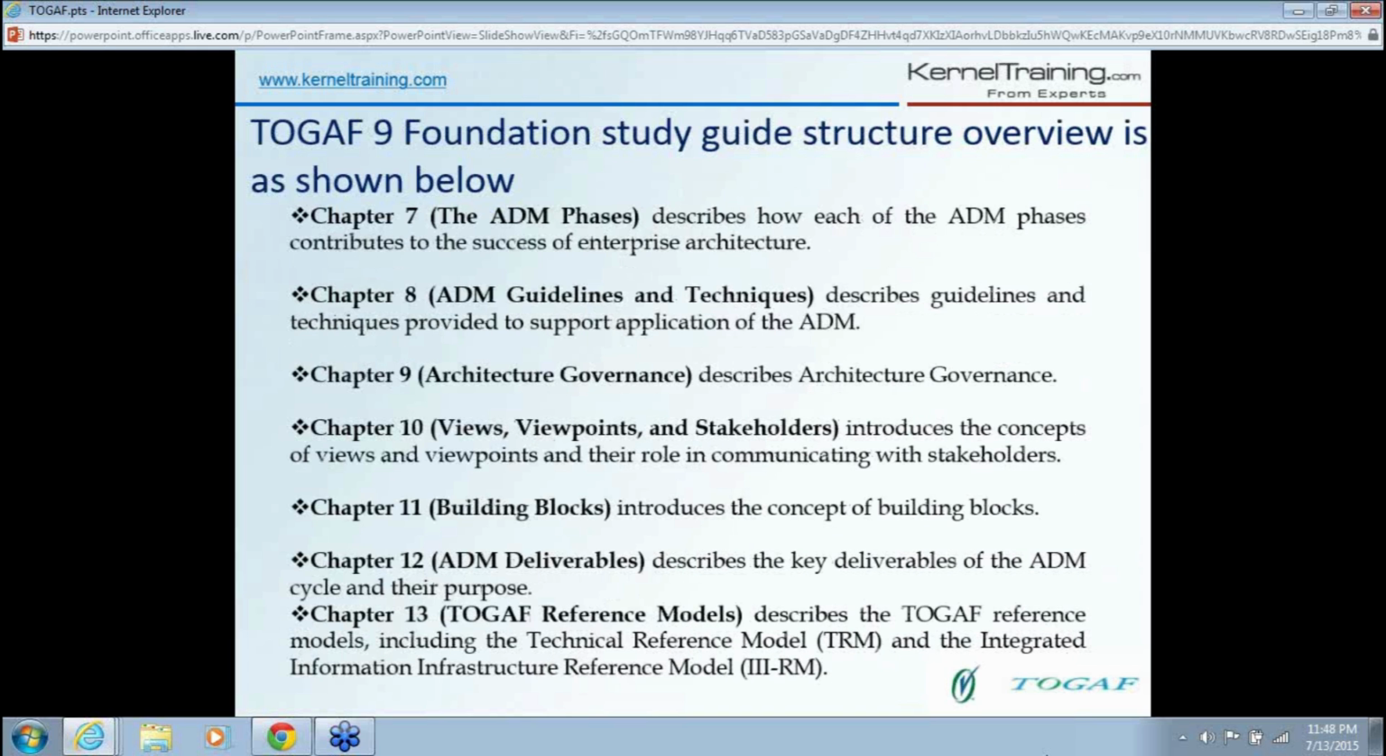Then chapter 7 is in detail about ADM phases. Chapter 8 is talking about ADM guidelines and techniques. What basically this talks about is what you need to do in order to implement a best practice approach for TOGAF. What ADM guidelines is nothing but a framework that TOGAF provides. It's like a meta model, or you could say a repository where you want to store all of your enterprise architecture building blocks.